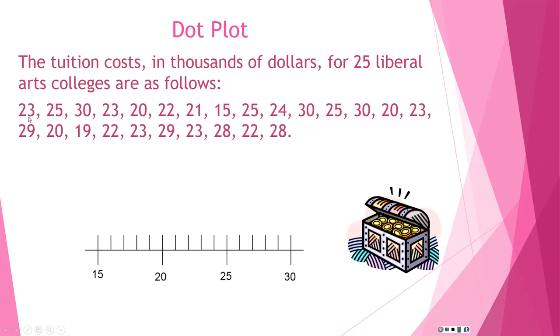Okay, so we start out, we've got 23. Yeah, there's another 23. That one just popped up too soon. The next one actually is 25 and then 30. So that's the first 4 values. Now what you do is you just keep putting them on.